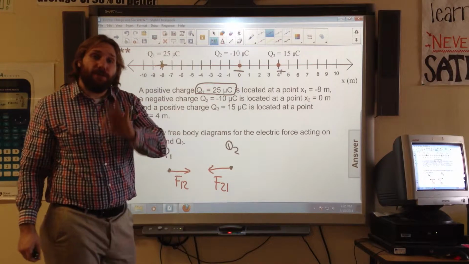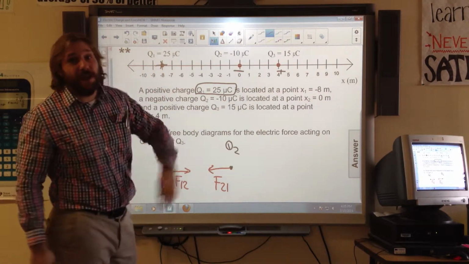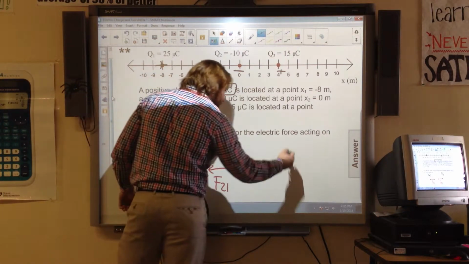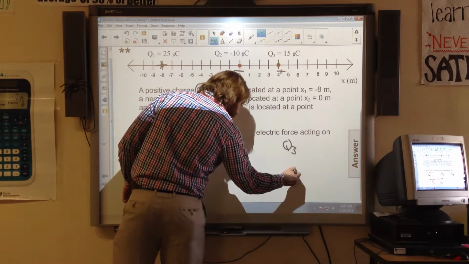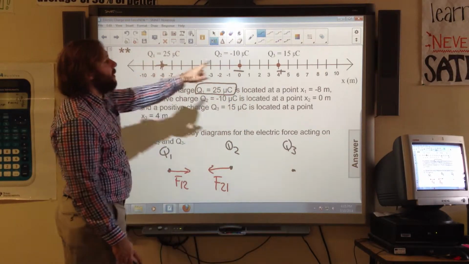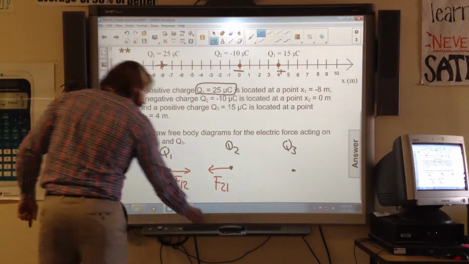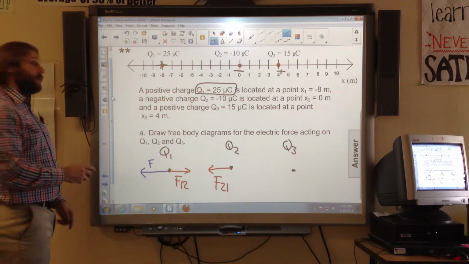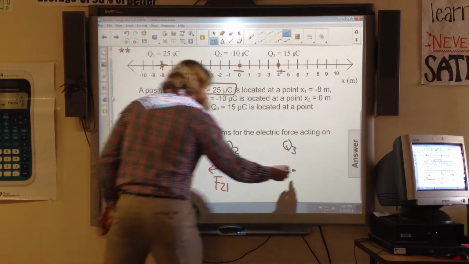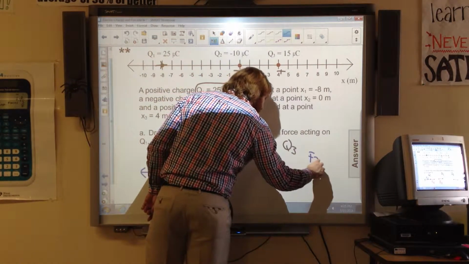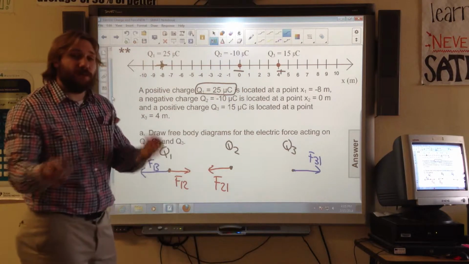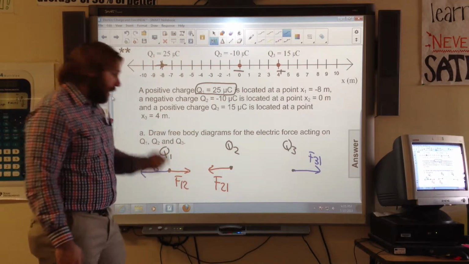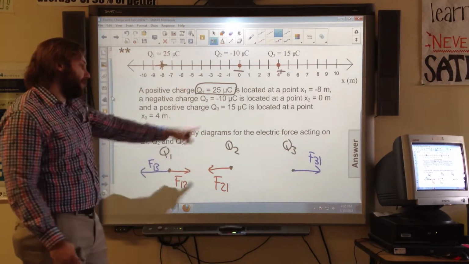Now I just have to do this 2 more times between the 2 other objects. So I look at Q1 and Q3, for instance. I see Q1 is positive, Q3 is positive, they repel. So I'll draw that one in blue. This one will be F13, and this one F31. Now those 2 forces will be equal but in opposite directions. Same with these 2 red forces. Equal but opposite directions.